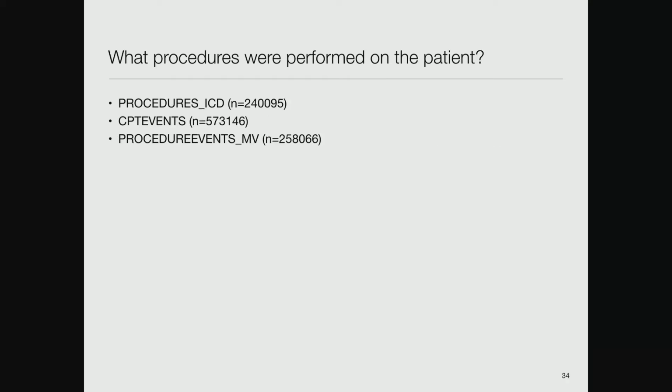Okay, enough of drugs. So what procedures were done to a patient? If you look in MIMIC, there are 3 tables. There's procedures ICD, which has ICD-9 codes for about 250,000 procedures. There's CPT events, which has about 500,600,000 events that are coded in the CPT terminology. And then MetaVision, the newer of the 2 systems, has about 250,000 procedure events that are coded in that system.